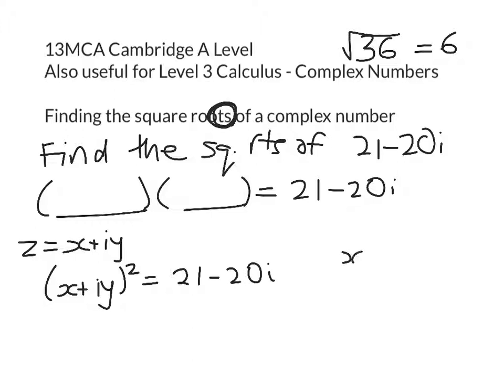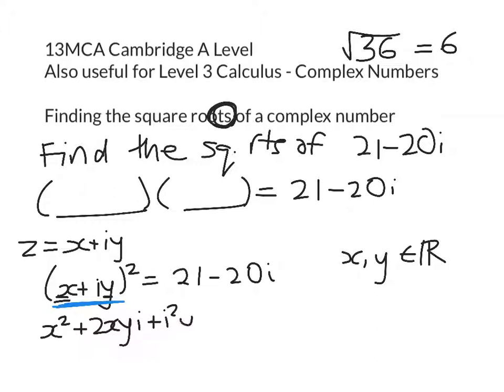And we want the coefficients here to be real numbers, okay, so that it looks like an ordinary old complex number like we've seen for the last couple of days. So we're going to substitute that in and off we go. We're going to do the obvious thing on this side, which is to expand. So we'll get x squared plus 2xyi plus i squared y squared is equal to 21 minus 20i.